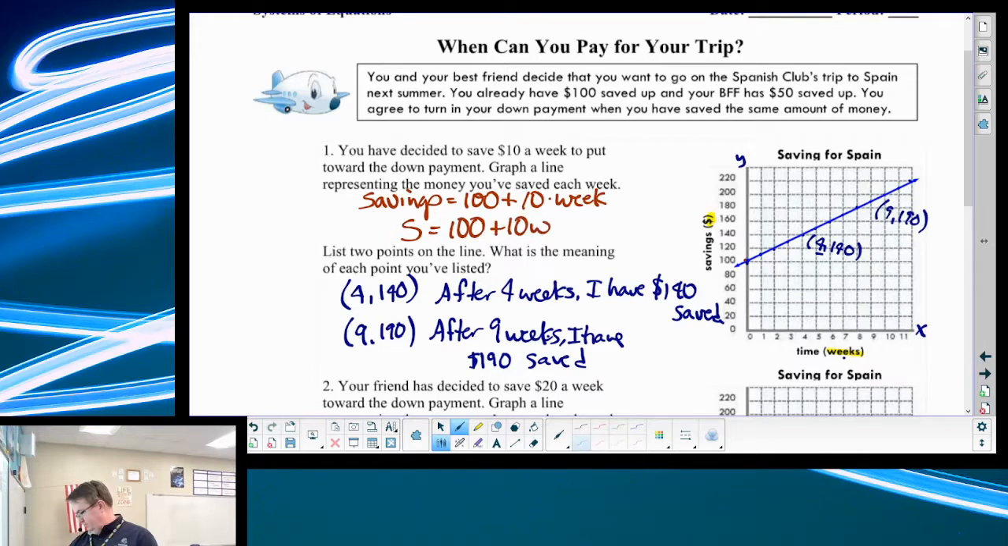Okay. Now, the other thing here to remember is this. Each point on my line is a solution for that line.